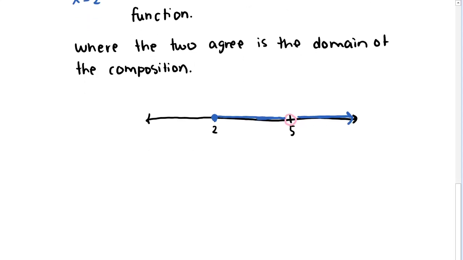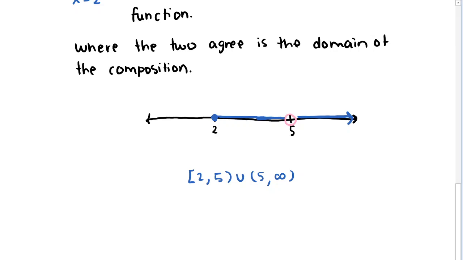And so we can express this in interval notation as from 2 to 5, union 5 to infinity, including 2, not including 5.